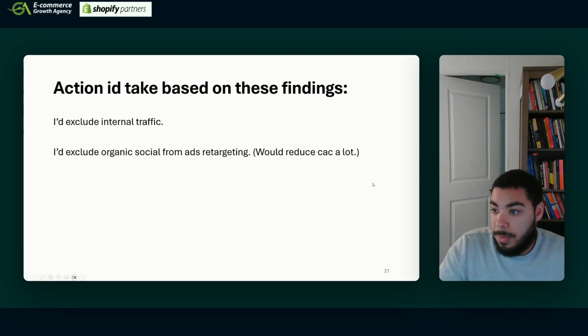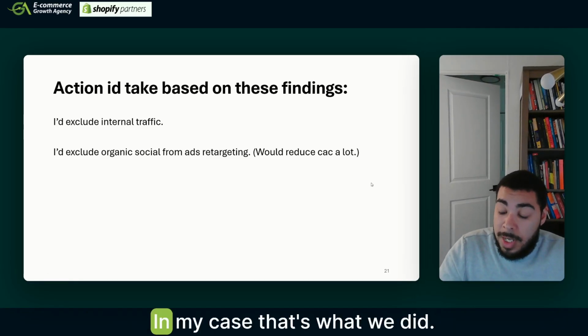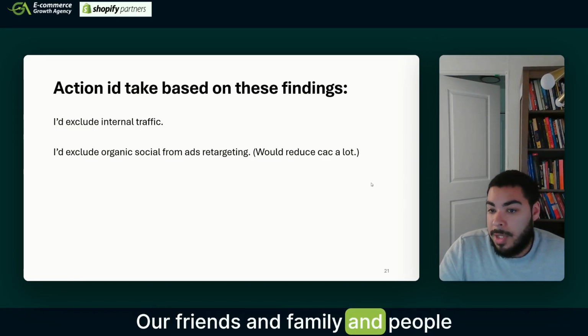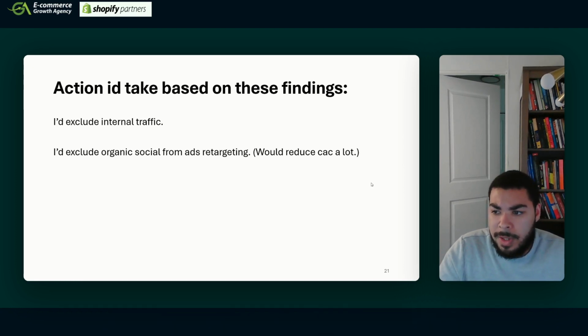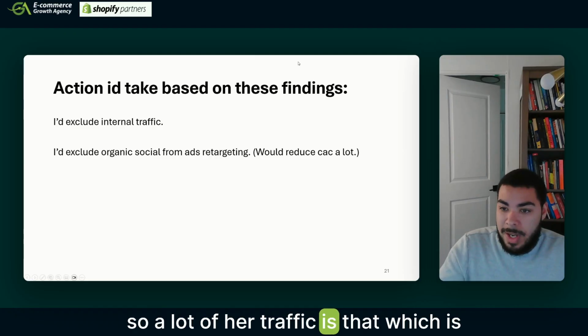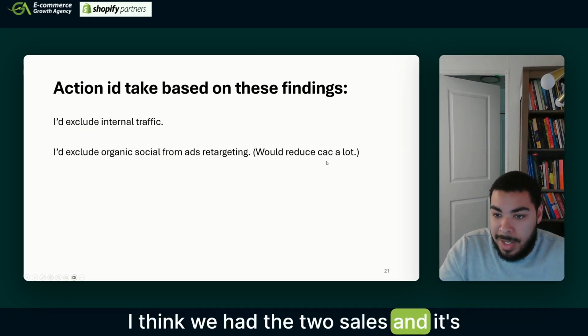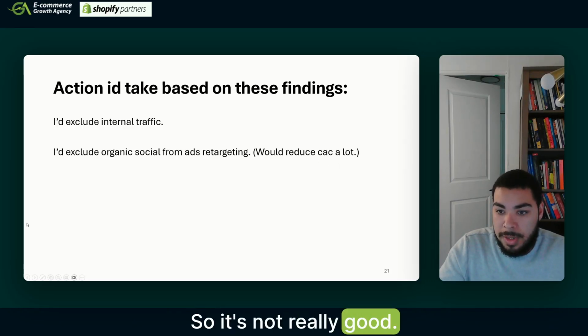Basically, organic socials is friends and family. That's how I like to call it. In my case, that's what we did. We shared it to our friends and family, and people reposted, and clicked through our website just to see, oh, what are they doing? And so a lot of our traffic is that, which is, I think we had 2 sales, and it's 20%, 29% of our sales. So it's not really good.